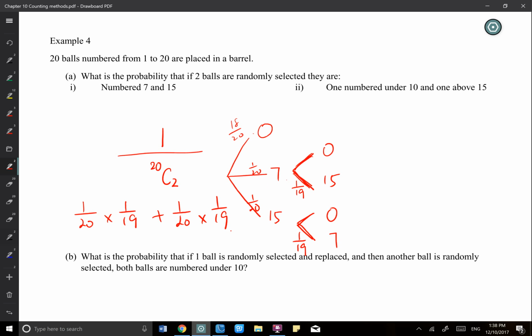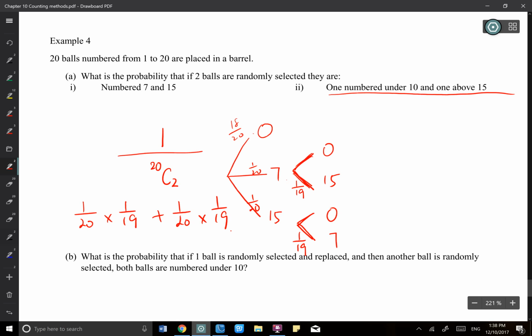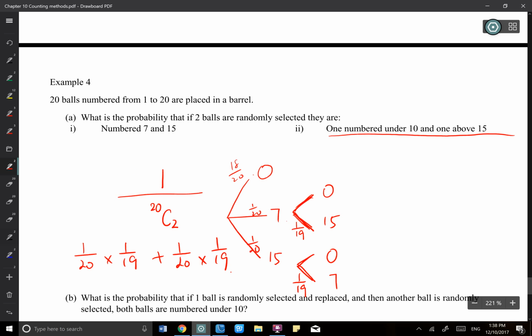Okay, and the next one is you have one numbered under 10 and one above 15. So under 10, I have numbers 1 to 9. Above 15 is 16 to 20. And something in the middle, 10 to 15 in the middle.